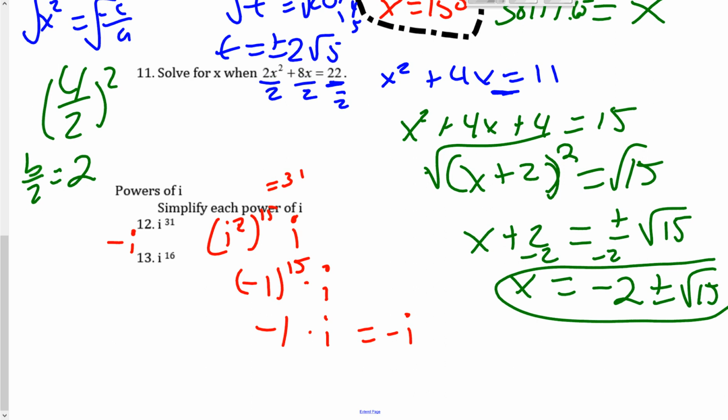All right, i to the 16th, well, that's i squared raised to the 8, right? 2 times 8 would be 16, and negative 1 times itself 8 times, an even amount of times, is always positive. So i to the 16th would be a positive 1.